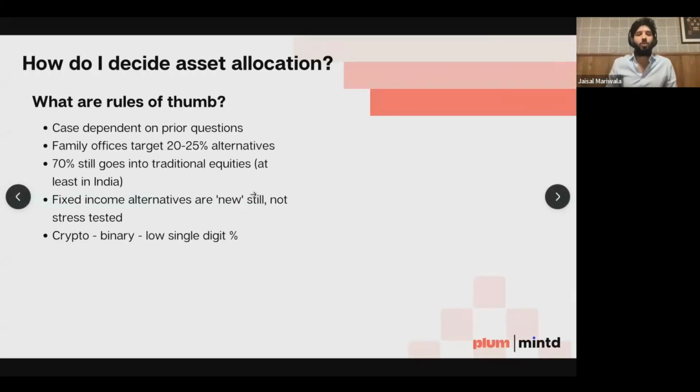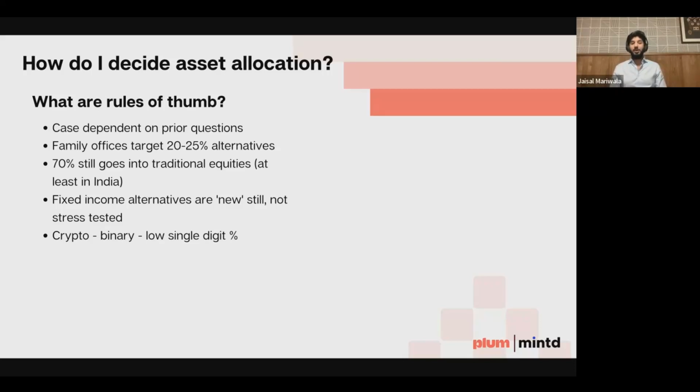Okay, what are some rules of thumb? Please take these with a grain of salt. This is not financial advice. This is just based on what I've seen with most other high-risk family offices. Most of them target 20 to 25% in alternative assets. Most of that 20 to 25% tends to be in managed venture capital and private equity. Those are the main alternative assets. There tends to be some in private credit, which is investing in bonds too. But 60 to 70% still goes into just traditional equities via mutual funds or PMSs and stocks.